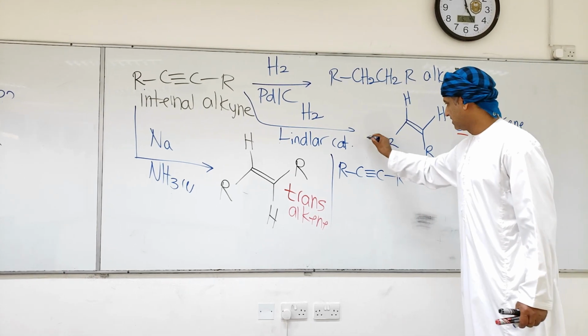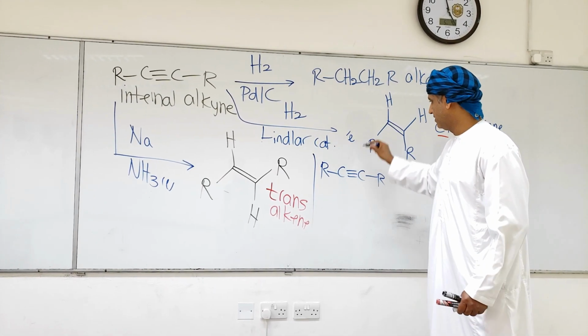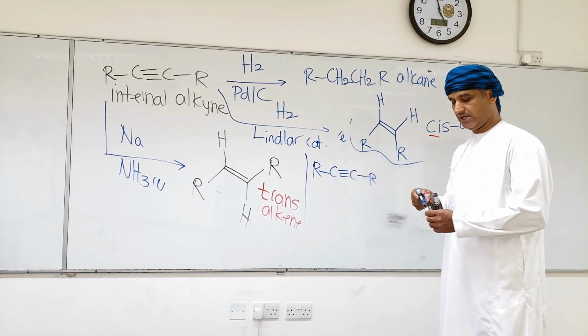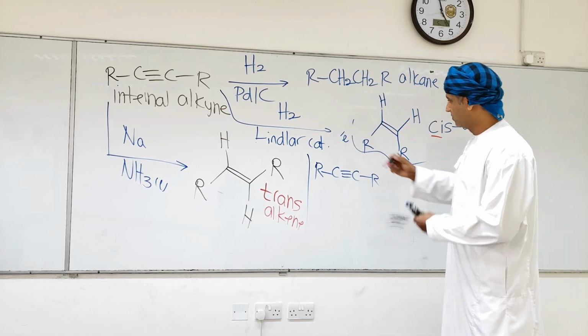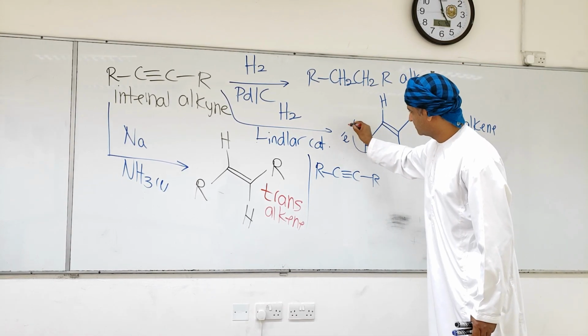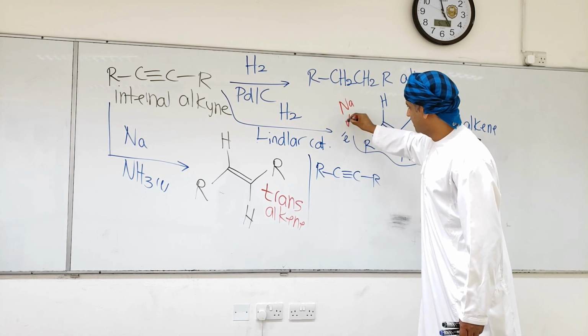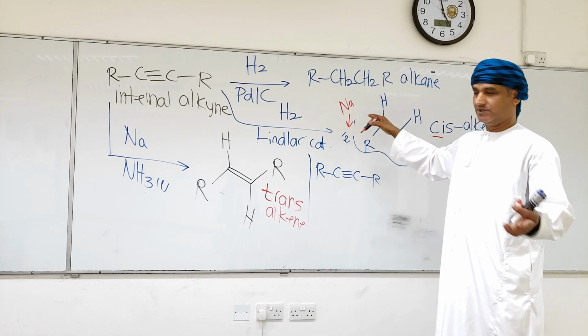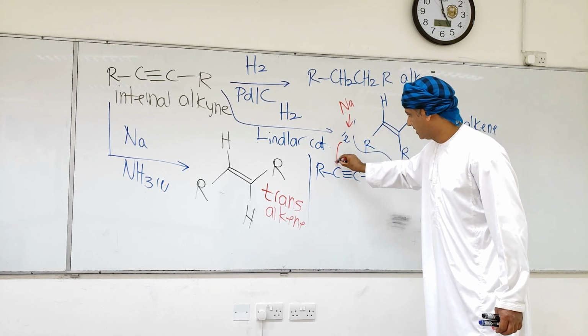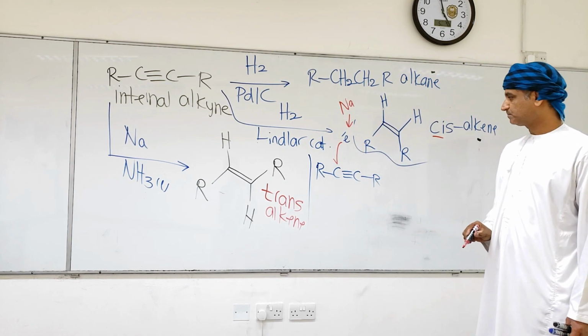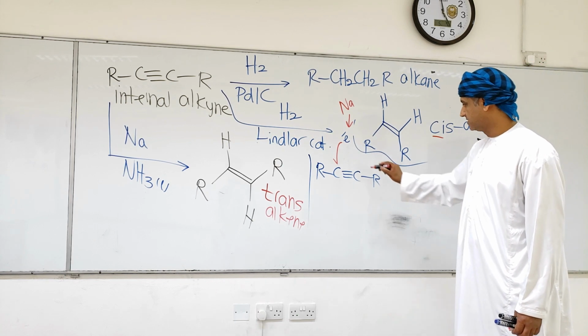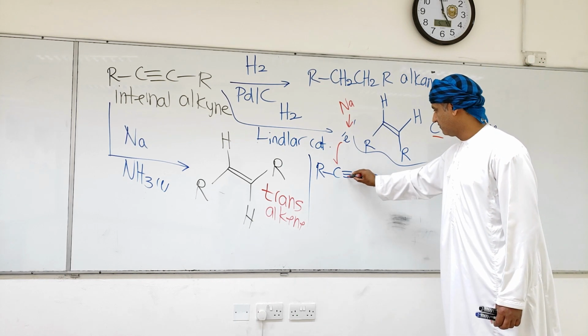Remember, group 1A metals are single electron donors, which means they can donate a single electron. So we can take a single electron. This comes from, say, sodium in this case. So sodium can donate an electron, of course, to produce the sodium ion. The electron will add to this carbon, and one of the pi bonds is broken like this.